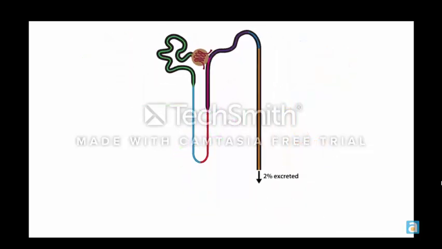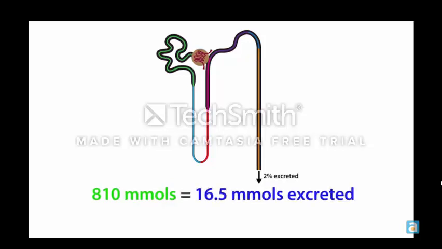And finally, as we mentioned earlier, under normal extracellular fluid potassium concentration, about 2% of the filtered potassium load is excreted by the kidneys, which means that of the 810 millimoles filtered, 16.5 millimoles will be excreted per day.